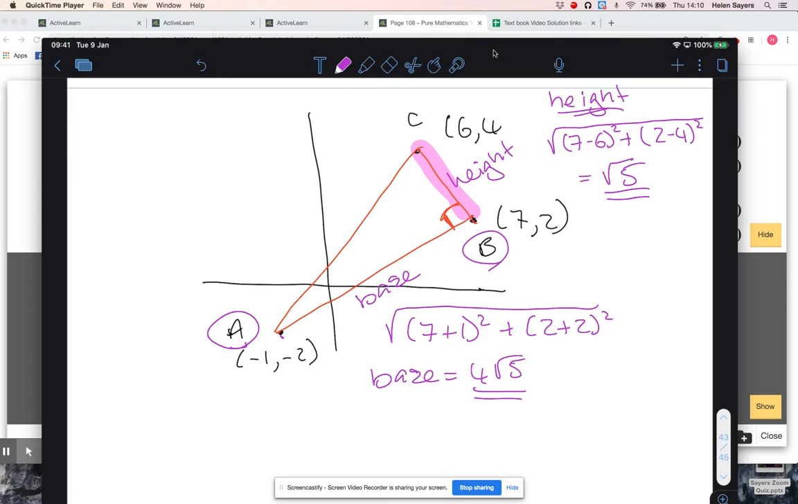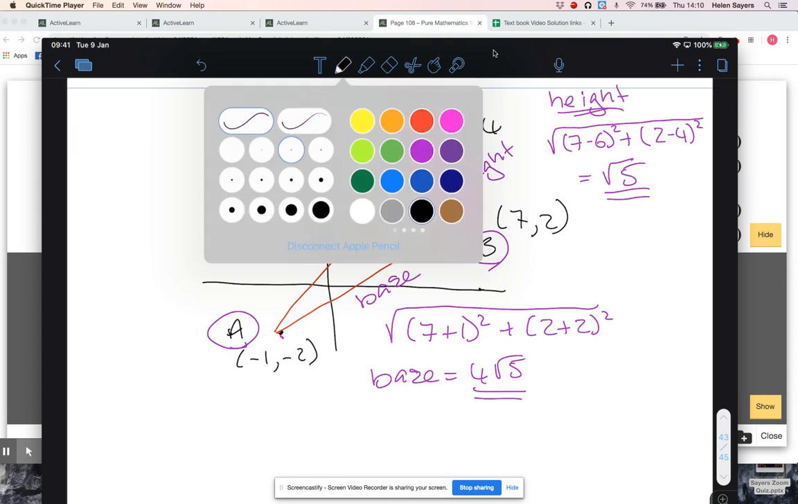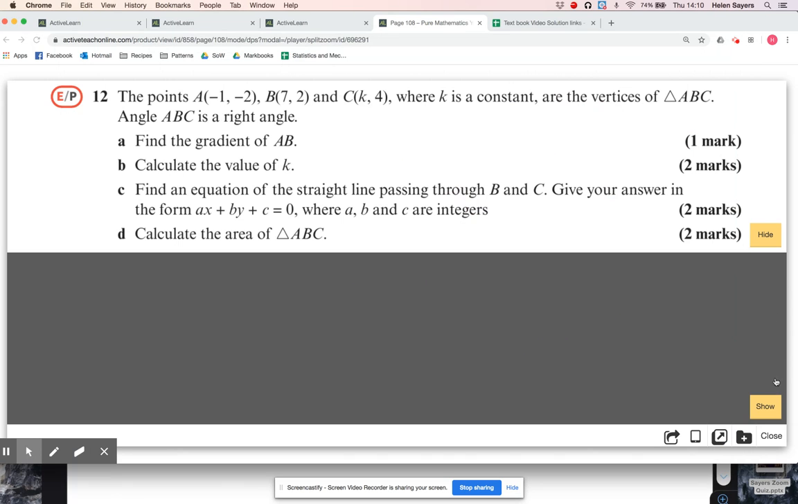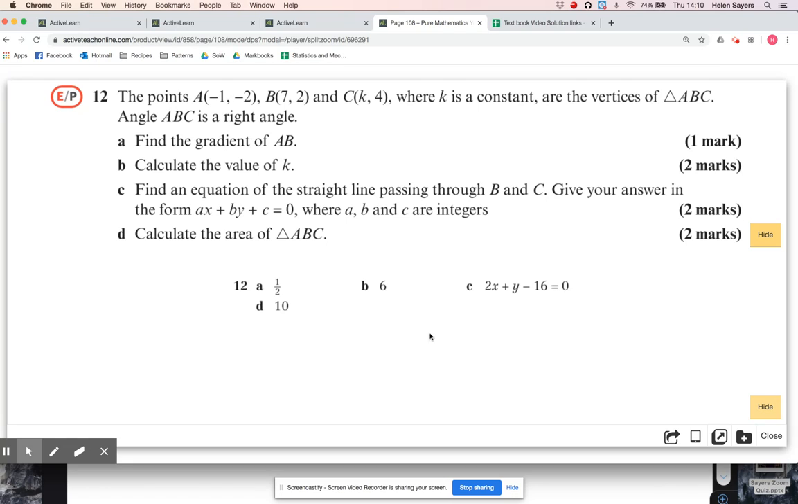Okay, so they're the 2 lengths of my triangle. So the area of that triangle is half times base times height. So the half times the 4 is going to be 2. The root 5 times the root 5 is going to be 5. So the area is going to be 10 square units. Okay, I hope. Let's check that. Yeah, area 10, we got that. We did get K as 6. And yeah, we got the gradient of a half. Awesome.